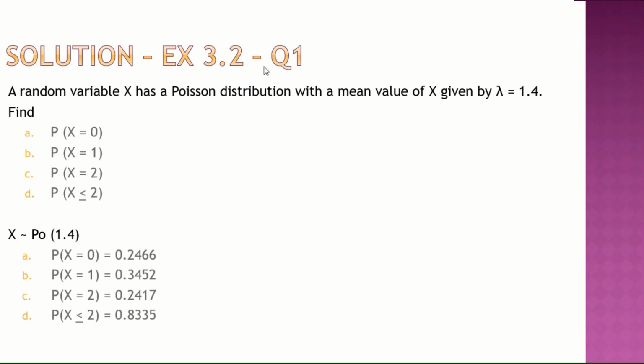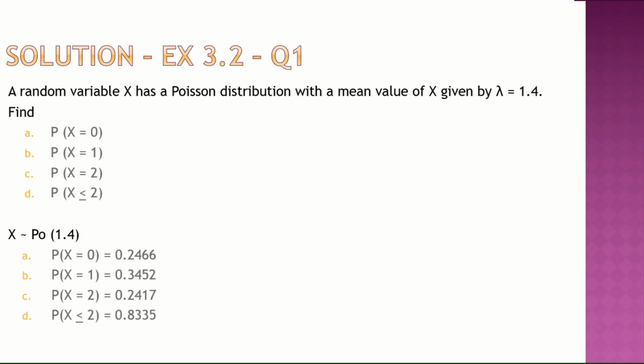Okay, so for question 1, you have a random variable X with the mean value of X given by lambda 1.4. So this one, there is no event given to you, so you don't need to write the event. You straight away just define the distribution. X is a Poisson with 1.4, and then you apply the formula. So when it's 0, it's easy. 0, 1, 2 is easy. But when I'm saying lesser or equal to 2, then you need to add 0 plus 1 plus 2.